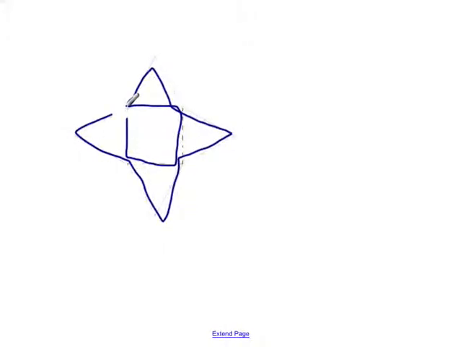Okay, so there's another example of that net. I know it's kind of hard to see on there. Okay, so we have that base, and then we have each of the triangles that are going up from that base. Okay? Now let's take a look at isometric dot paper.